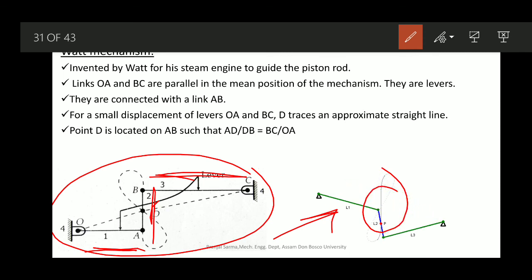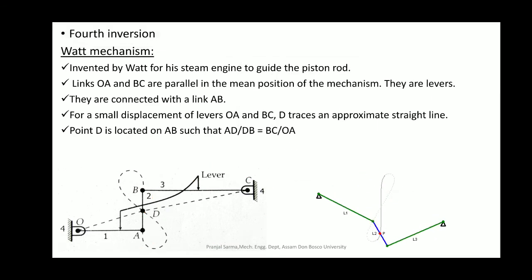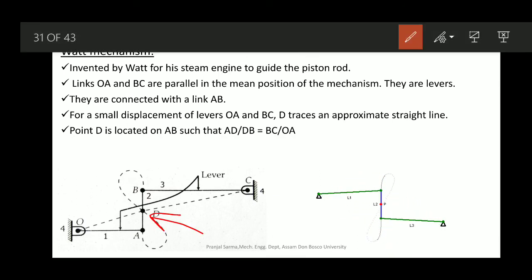Now for a small displacement of the levers OA and BC, the point D traces an approximate straight line. From this dotted line it is evident how we obtain the approximate straight line. Later on we'll discuss certain straight line mechanisms. There is approximate straight line motion mechanism, and there is exact straight line motion mechanism.